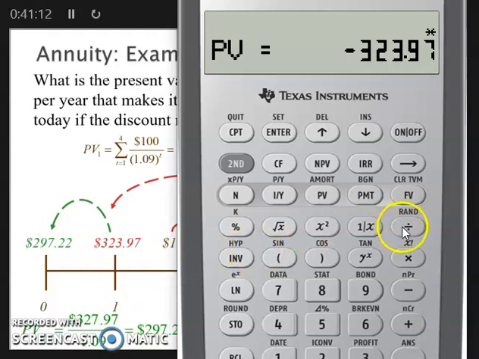So we take that and divide it by 1 plus the rate, 1.09, and we get the $297.22. So, all right.